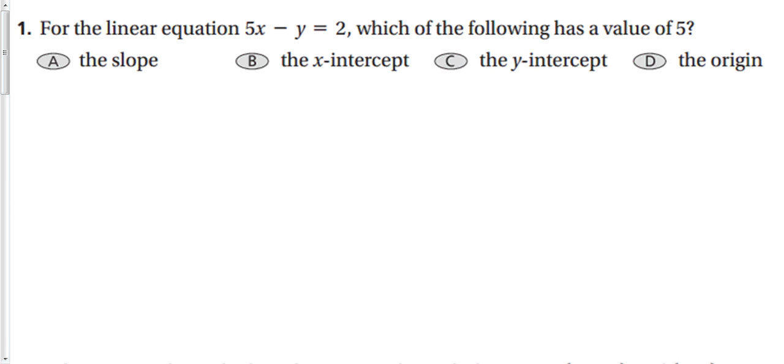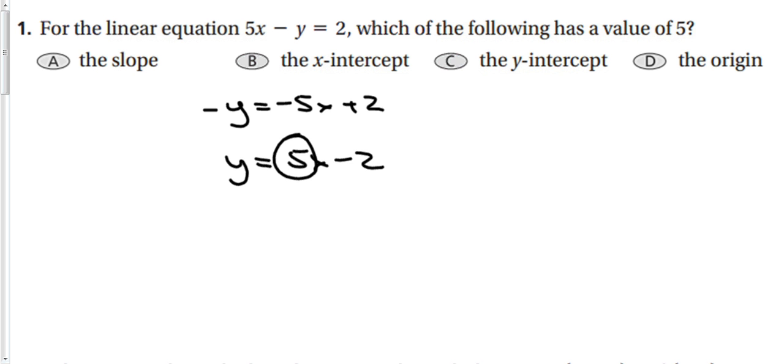Okay. A couple multiple choice problems that we went through. We didn't get through all of them at the end of class, but I'll go through them all real quick. For that linear equation, which of the following has a value of 5? Well, put the equation in slope-intercept form. So subtract 5x from both sides, you would get negative y is equal to negative 5x plus 2. Multiply both sides by negative 1, gives me y equals 5x minus 2. So 5 would be the slope, A.